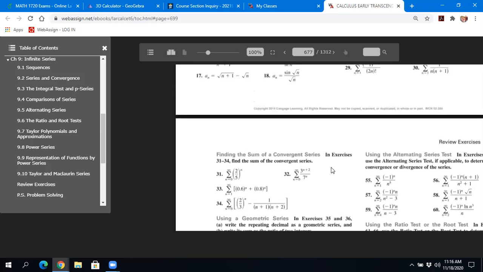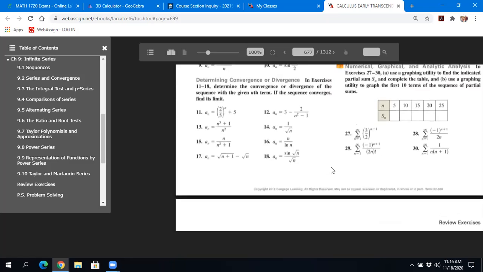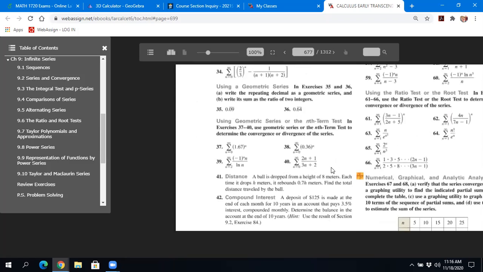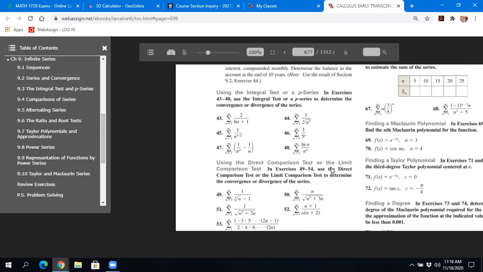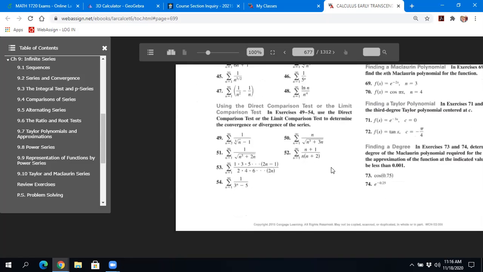Alternating series, are you serious? They just tell you what to do on every single one of these? Is that what they're going to do? I thought I saw one in here where it didn't tell you what to do. Well, anyways, let's just kind of talk about this for a minute.